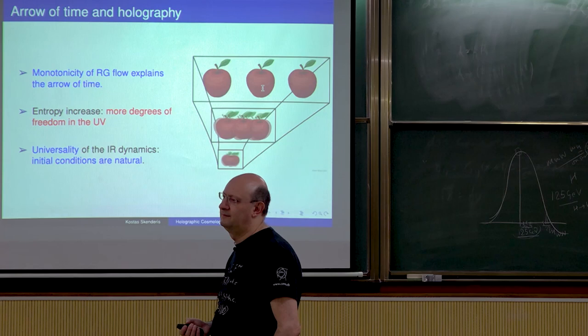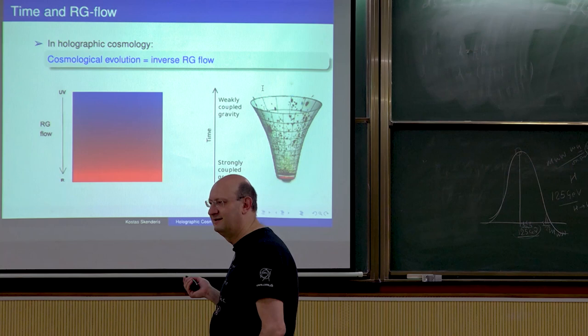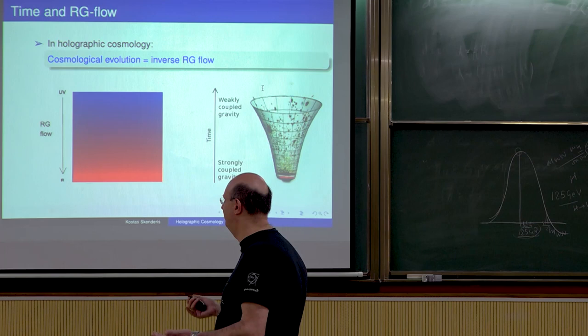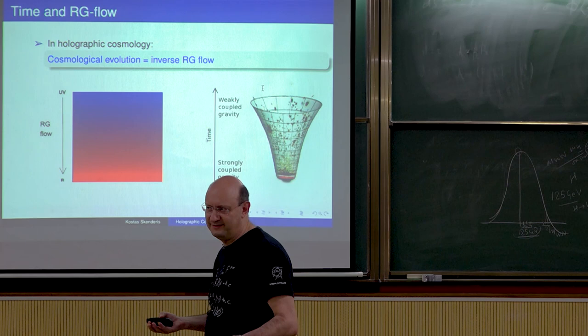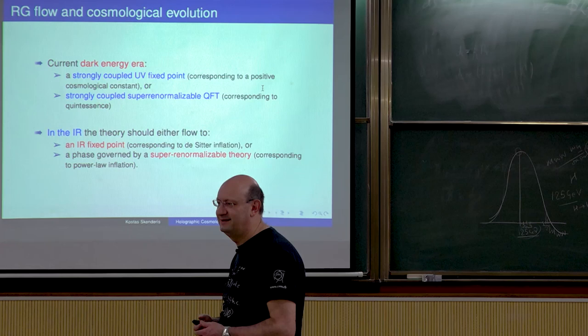Okay, but here you have to view it from the perspective of the dual theory, not from the perspective of gravity. So from the perspective of the dual theory, as I go to the IR, there are only very few possibilities. The more natural ones are that it is either gapped or it has an infrared fixed point. I would say both of them might accommodate the very early universe. And that's actually that slide over here. Yes, yes.